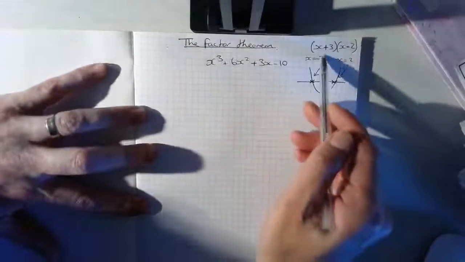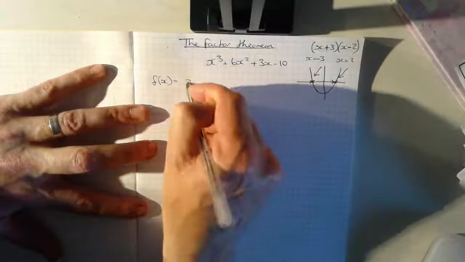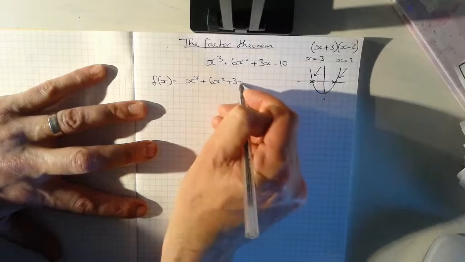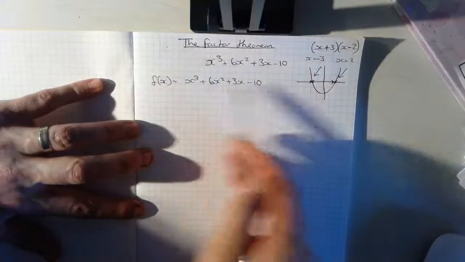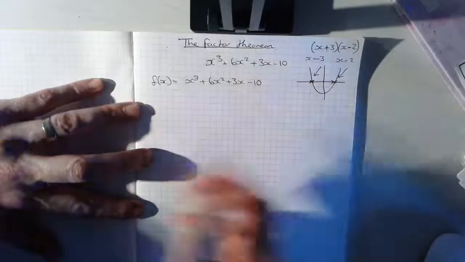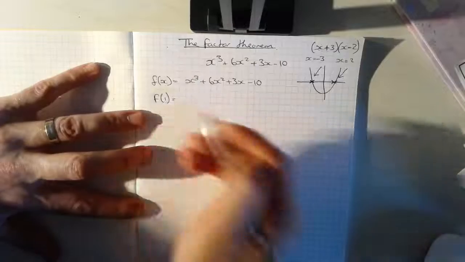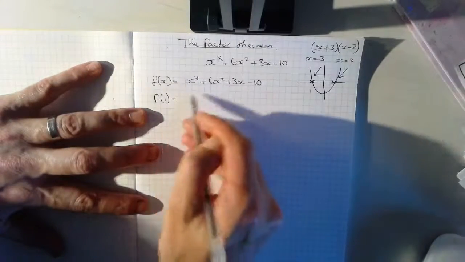Well, similarly, we've got to try a number of x for an f of x. Let's get going. f of x is x cubed plus 6x squared plus 3x, take 10. So we've got to try a number and see if this equals 0, where it crosses the x-axis. So let's start with 1. It's always nice to start with 1. And if it isn't 1, we try a different number until we find one that equals 0. But we'll give this a go.